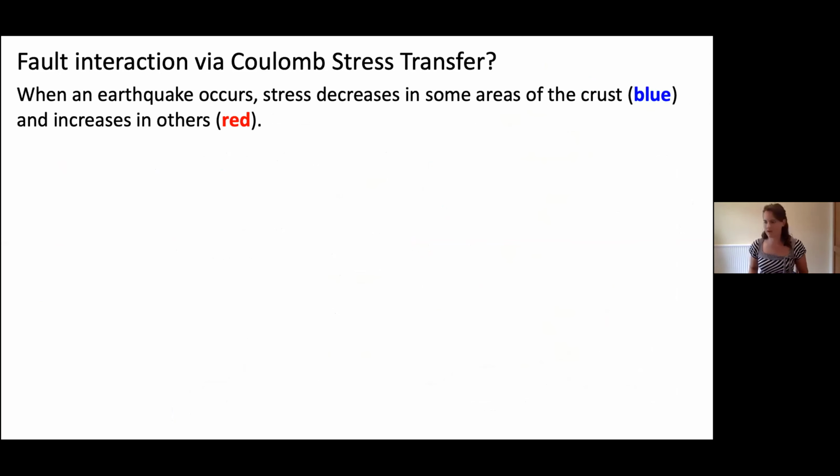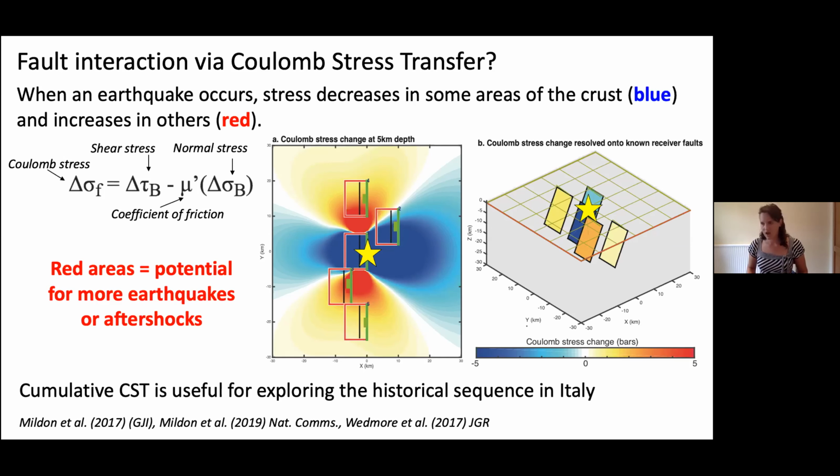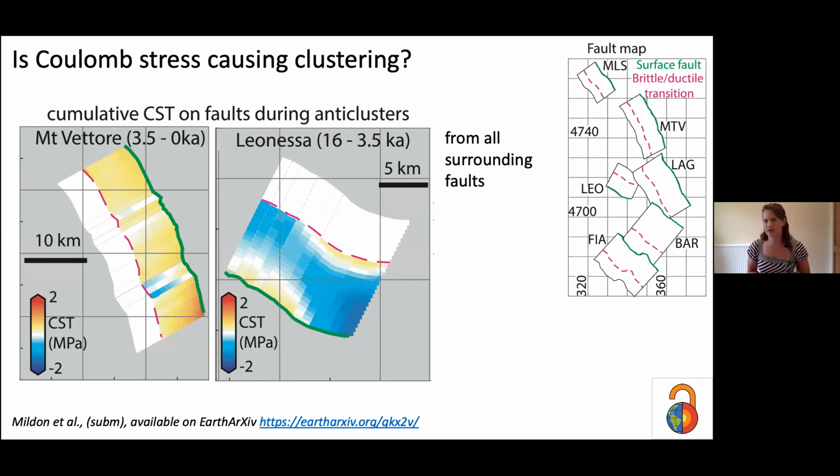What I do a lot of is looking at Coulomb stress transfer. Coulomb stress transfer is a static stress change when an earthquake happens. And we know that cumulative Coulomb stress is really useful for looking at the historical sequence in Italy. So are Coulomb stress changes causing these clusters?